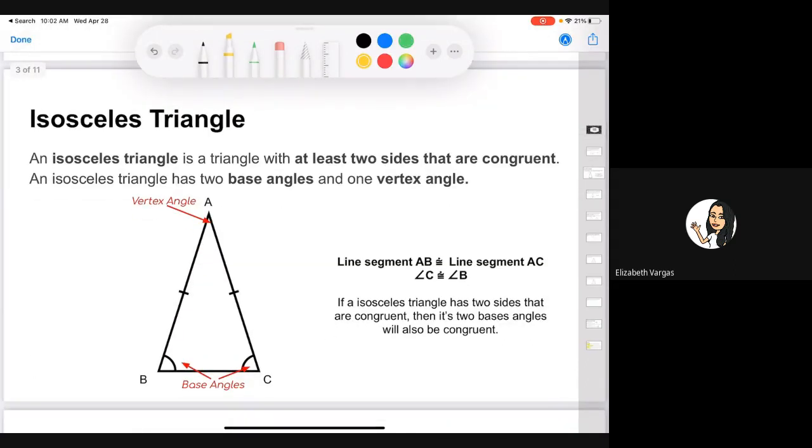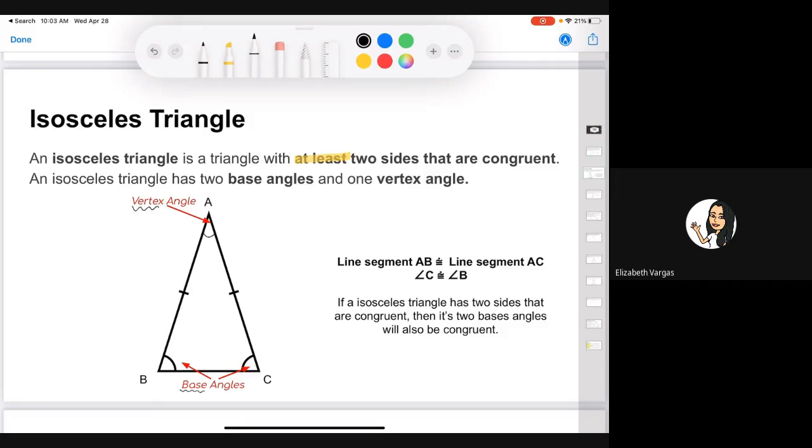But today we're going to look at isosceles triangles. An isosceles triangle is a triangle with at least two congruent sides. Remember, the keyword here is at least two congruent sides. And an isosceles triangle has two base angles and one vertex angle. The two base angles are going to be located at the base, and so that's why they're called base angles. And the vertex angle is going to be located at the top vertex, so this top part over here. Okay, so these are the different types of angles that an isosceles triangle has.